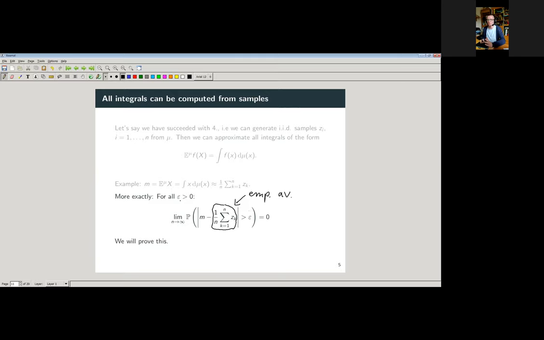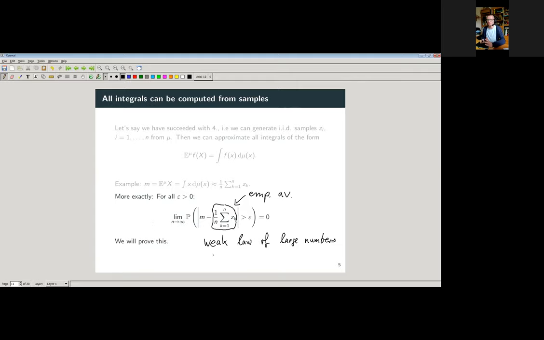So if you pick any number epsilon, which you could set to any number that you want, and you look at the probability that your empirical average is epsilon away from the true mean, then you just have to take enough samples such that this is almost impossible. This is the so-called weak law of large numbers. In the long run, this estimator, this empirical average, will converge to the analytical average. So this is the weak law.